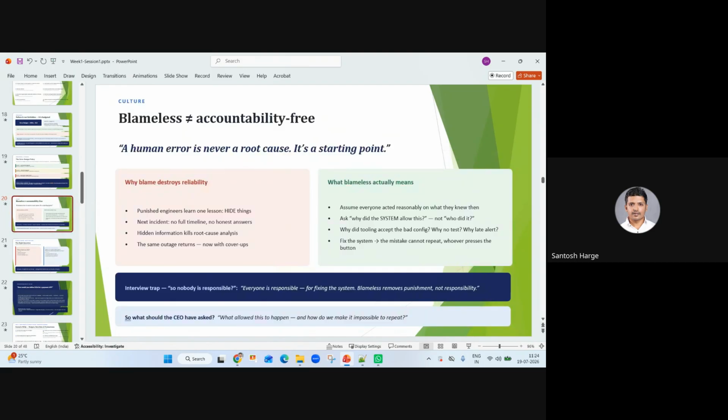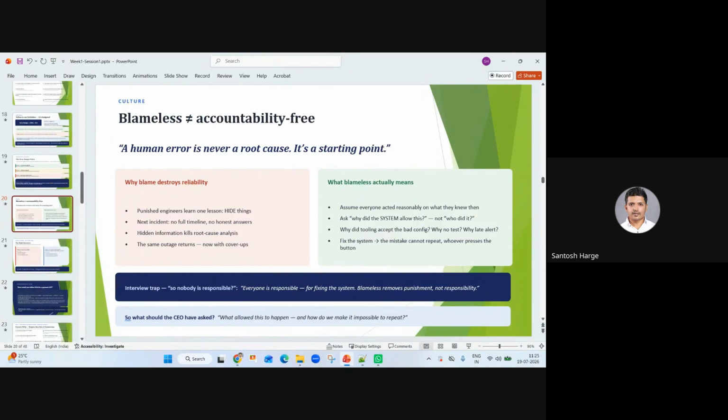Yeah, so the next topic is blameless, and blameless culture. As yesterday, we started our session with one production issue, right? In one organization, there was a downtime for 22 minutes, and the senior leadership asked whose fault it is, correct? So we will be discussing that part today, and we will discuss why that question was completely wrong and what the correct answer should be.